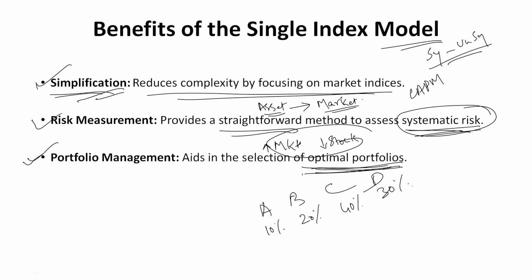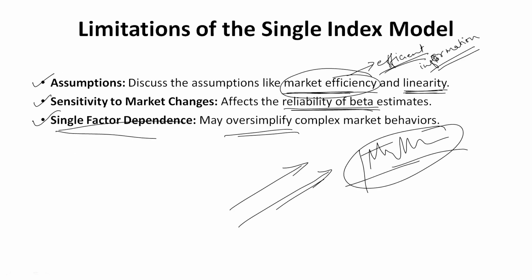If I want to change, I'll change just the percentage. The stock will remain the same in proportion to the market index. I just try to see how the market index is behaving, and accordingly I try to bring about change in the proportion of the individual stocks within my portfolio. So that is why portfolio management is easier over here.